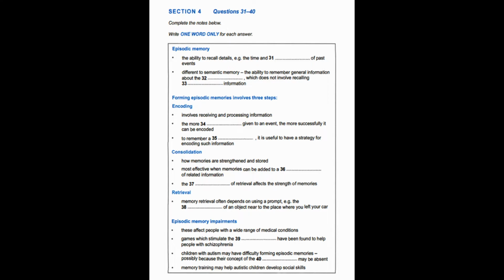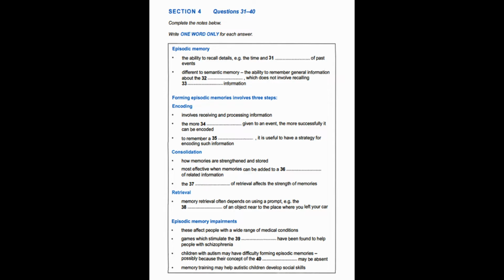Encoding of episodic memories is also influenced by how you process the event. For example, if you were introduced to someone called Charlie, you might make the connection that your uncle has the same name. Future recollection of Charlie's name is much easier if you have a strategy to help you encode it.